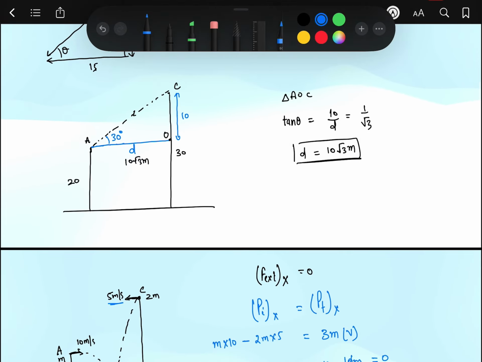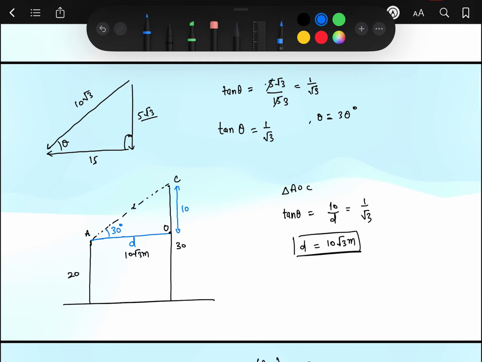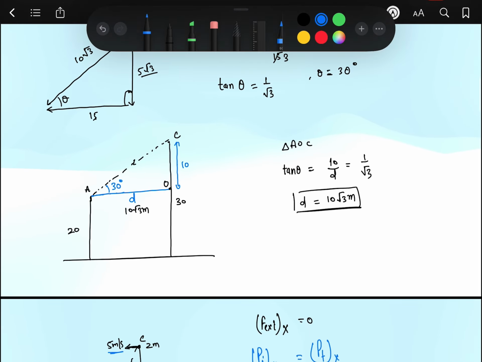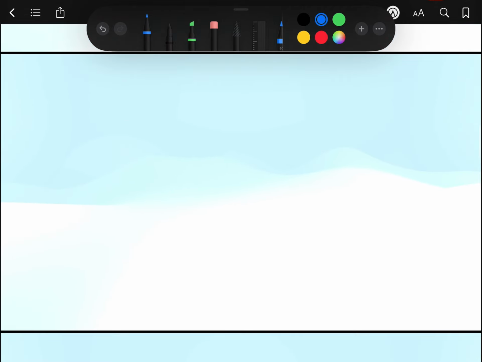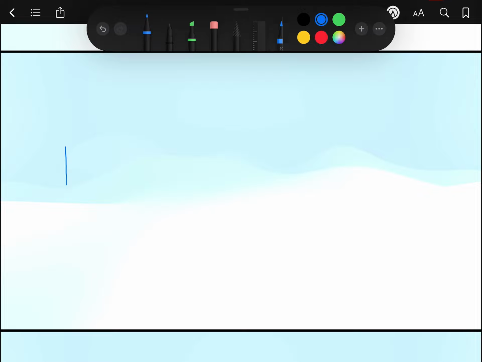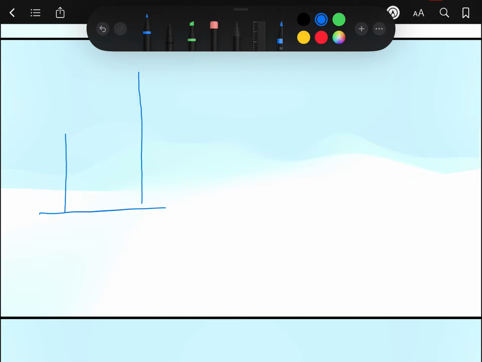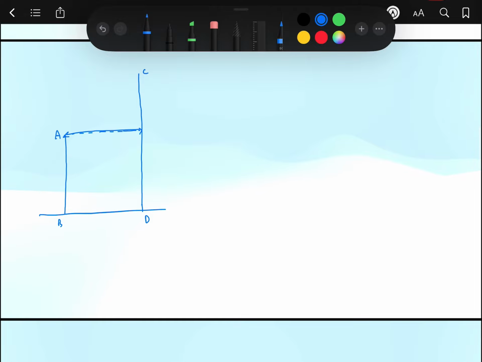We will directly apply the concept of relative velocity again here. Since in the triangle we had already found out, this was our tower A, this is our tower B, this is AB, this is CD, and we have already calculated this is the distance d. Okay, and this was 10 meters and this angle was 30.